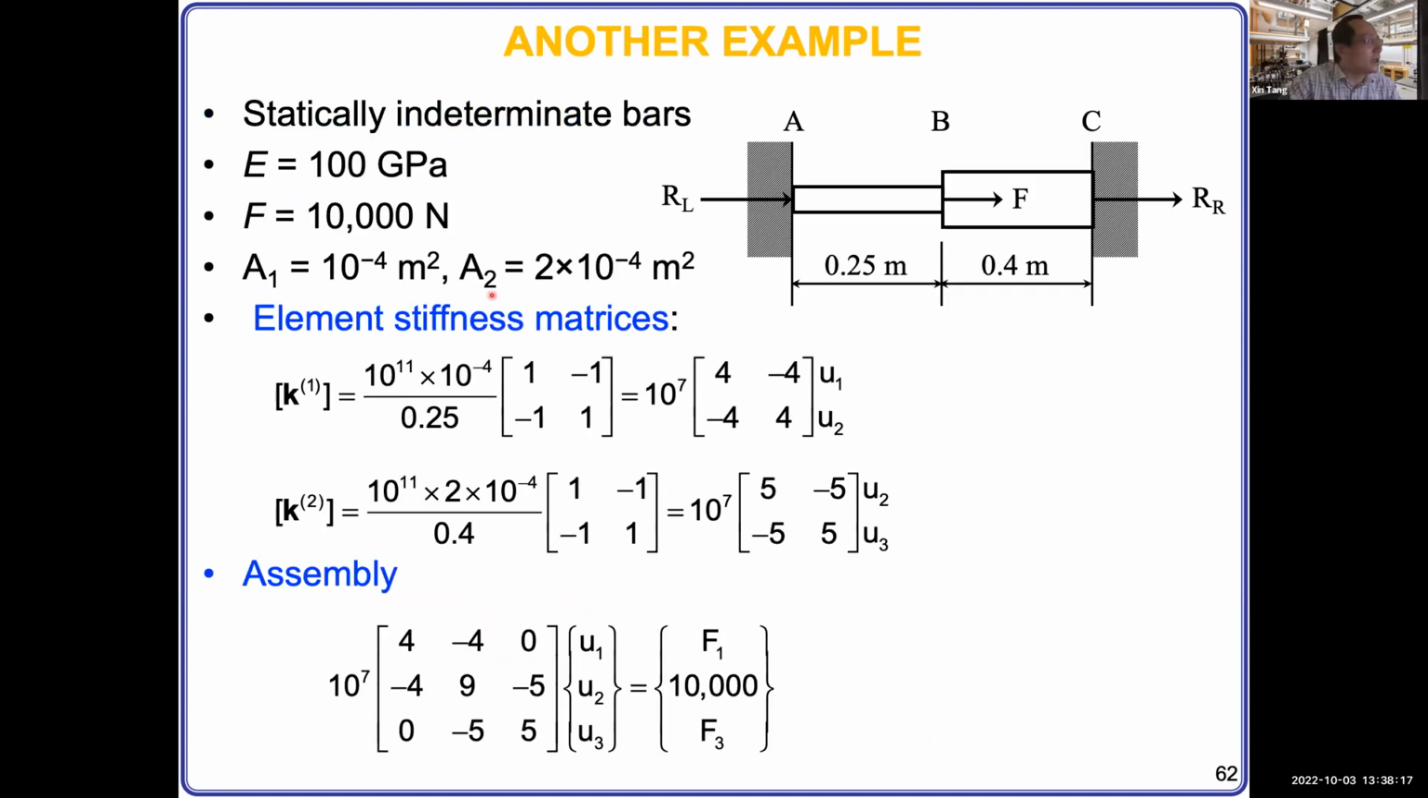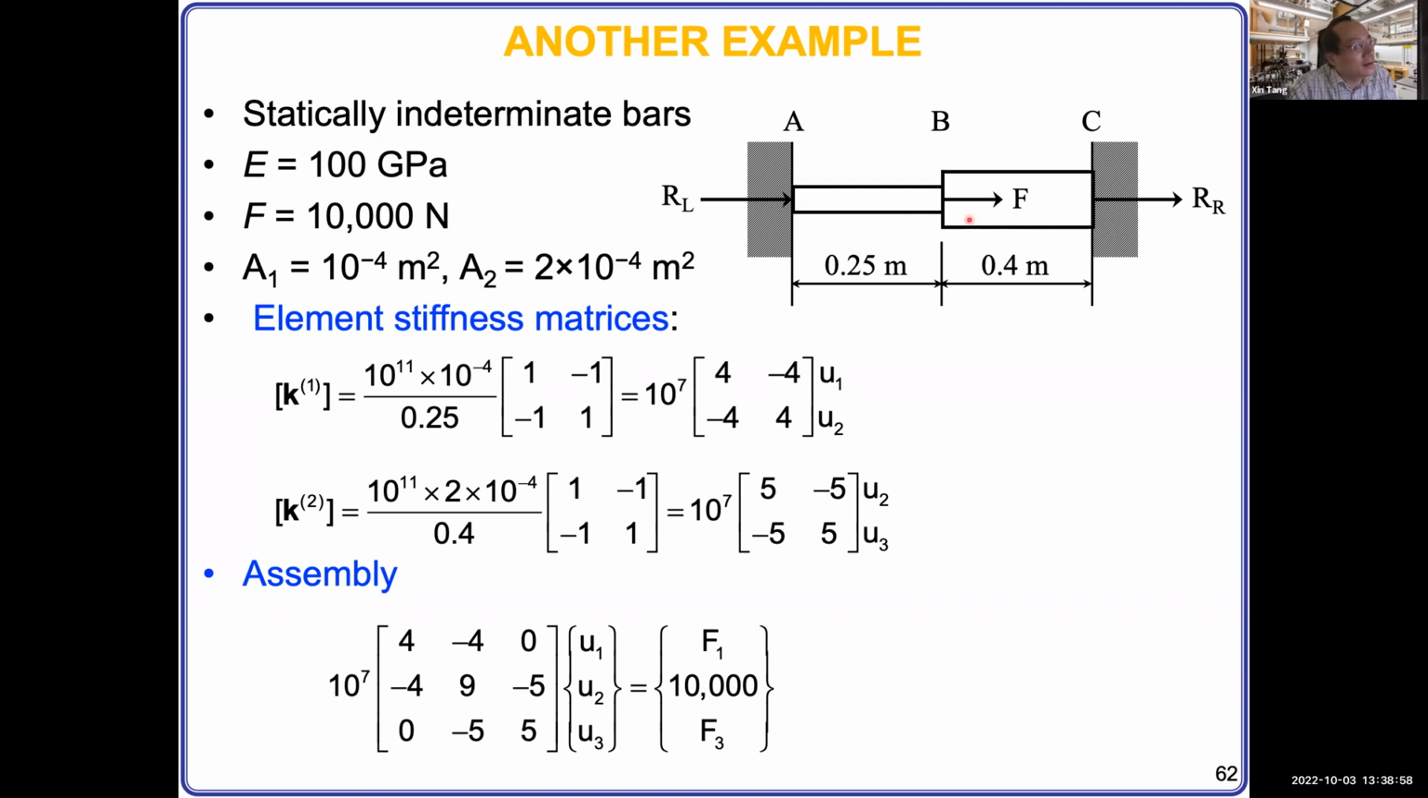Another example here is a statically indeterminate bar. So we have 2 bars. One is narrower, one is wider, and they have different lengths. They are all clamped between 2 walls. In this case, we can cut or discretize this bar into 2 pieces. And you see in the middle, there's a force applied. So that means this element has 3 forces applied.